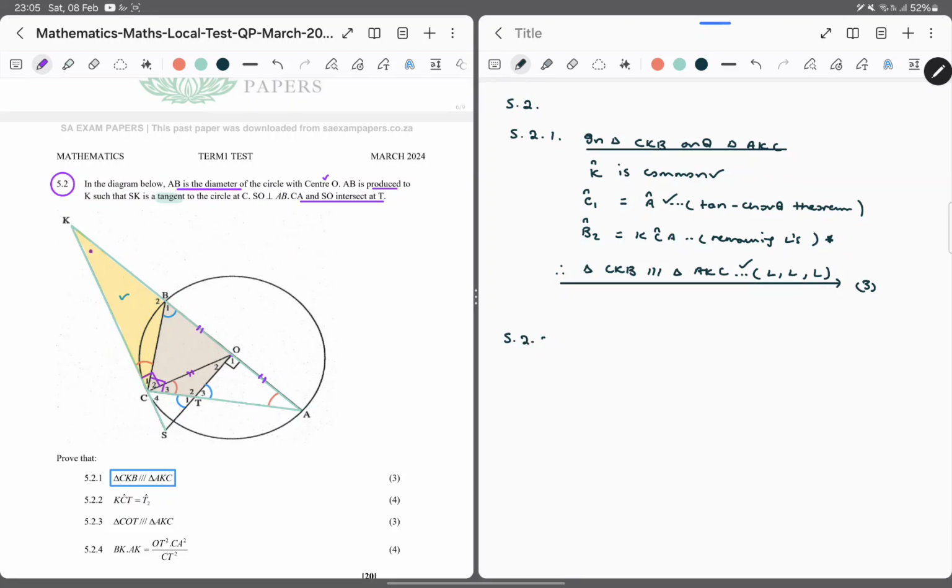So 5.2.2. We need to prove that angle KCT, here, that bad angle, is equal to angle T2. Okay, that's that one there. All right, not a problem. So how are we going to do that? This looks a bit strange-ish, but it's not too strange. Remember, we just proved this is a cyclic quad. So this has that angle as its exterior, but we just proved that angle is equal to that. So it's done. It's not too bad, but we just need to state that this is a cyclic quad.